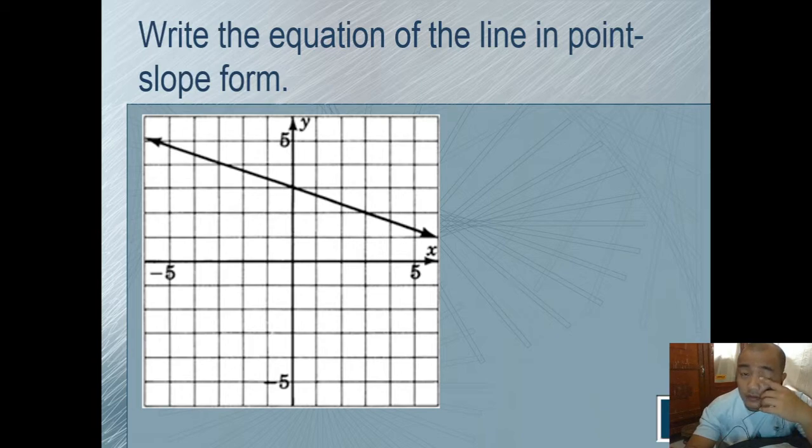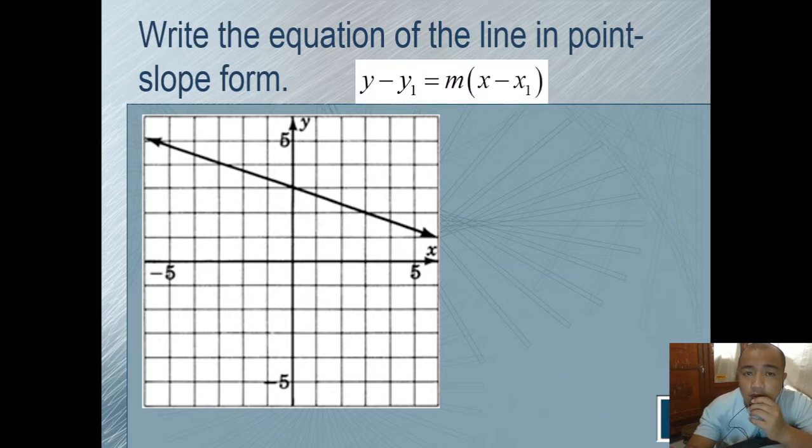Write the equation of the line in point slope form with the given figure, a line on a Cartesian plane. First, recall the point slope form of the equation of a straight line: y minus y sub 1 equals m times quantity x minus x sub 1. And then locate a point which is (0, 3), and another is (3, 2).